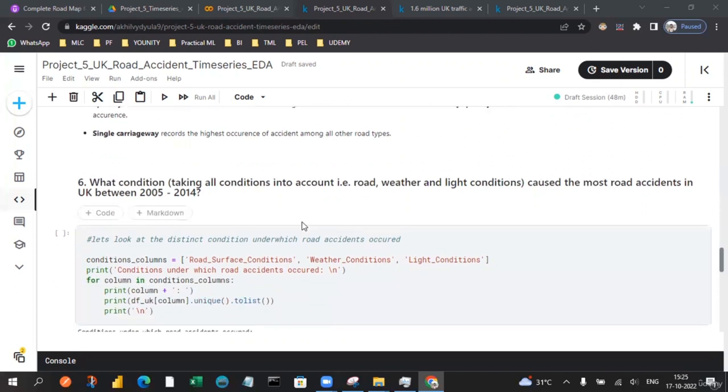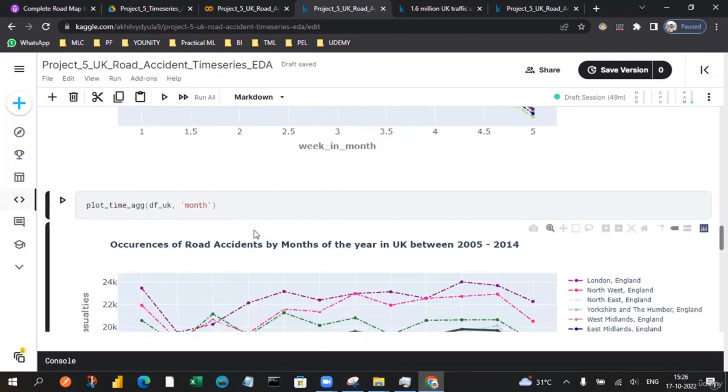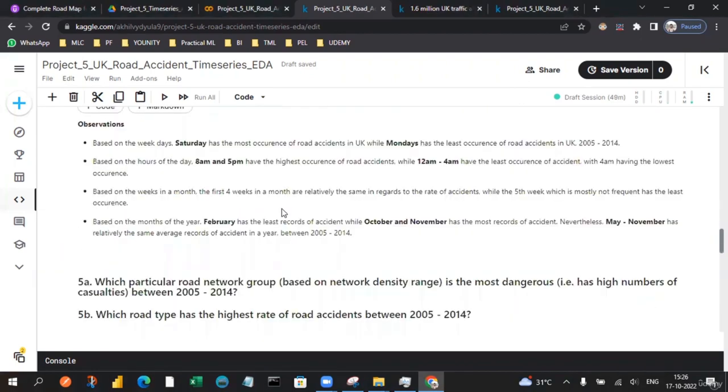We can also derive a solution for what conditions matter, taking all this into account. Whether the road or light conditions cause the most accidents. So we determine the surface conditions and weather conditions we have. Let's play around with a couple of the data sets so that we arrive at a solution for those.